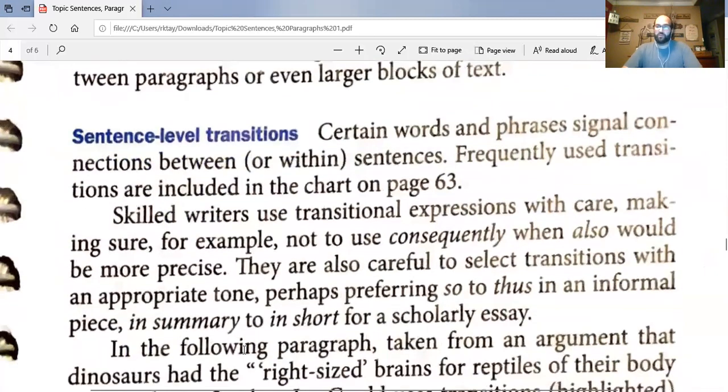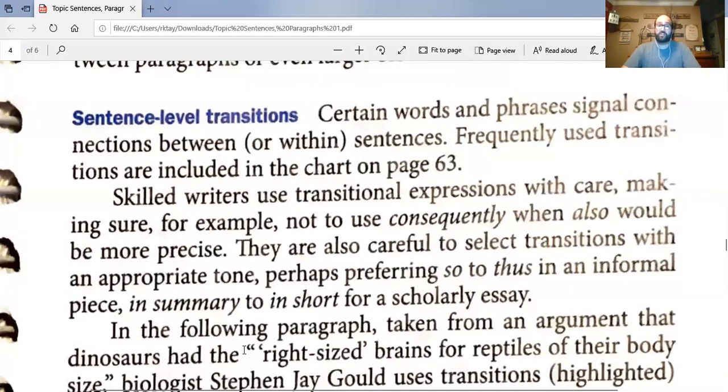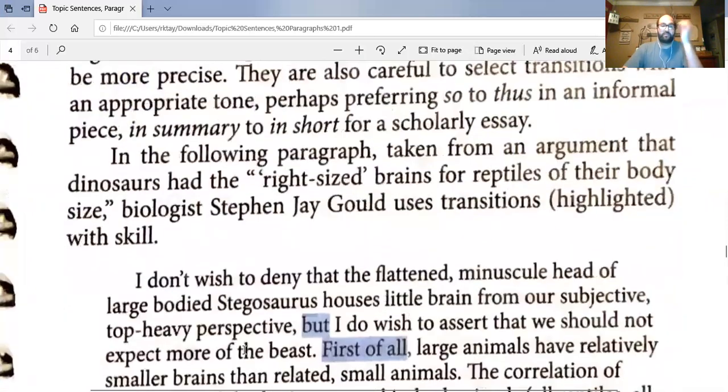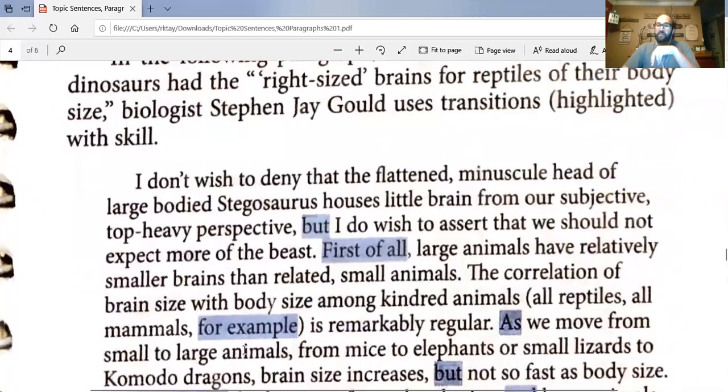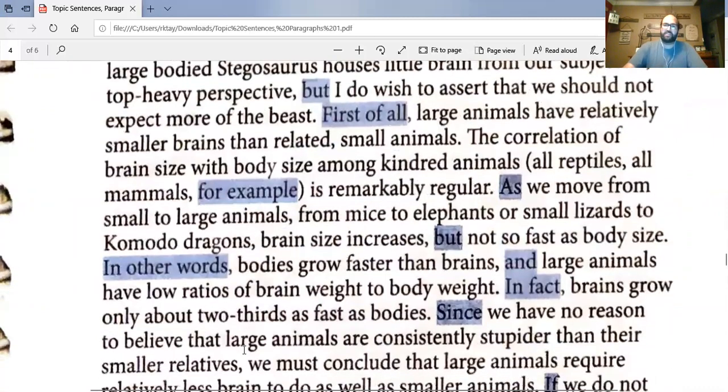You can see certain words and phrases signal connections between and within sentences. Frequently used transitions are included in the chart on page 63. If we look here in this paragraph, the blue highlighted text talks about a stegosaurus. But other than that, you can see all these signals that the writer uses, like first of all, for example, in other words, in fact. And you'll see other words like however and moreover and for example, things like that.